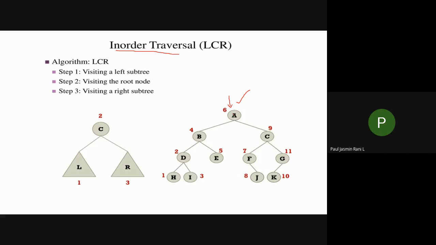Okay, can I visit root node A? No, I should not visit now. That is, let us consider that I should not print this A now. Why? Because I should print this A only after completing the whole part of the left subtree, isn't it?